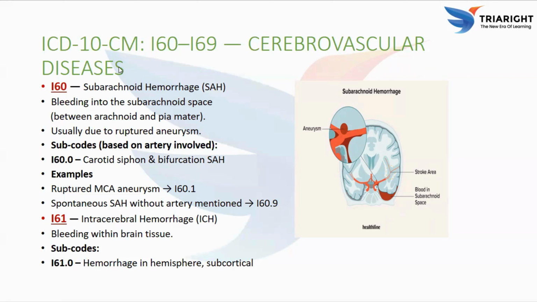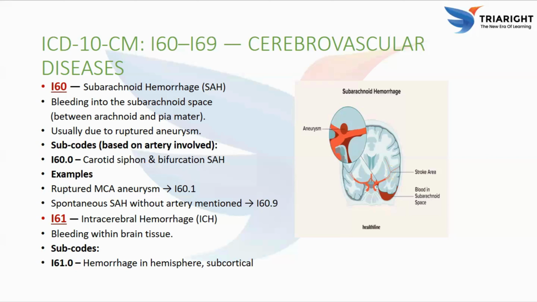What is the common cause of SAH? It is usually due to a ruptured cerebral aneurysm. What does the subarachnoid space contain? It contains cerebrospinal fluid and the major arteries of the brain. So bleeding here spreads quickly. What are the subcodes of subarachnoid hemorrhage?